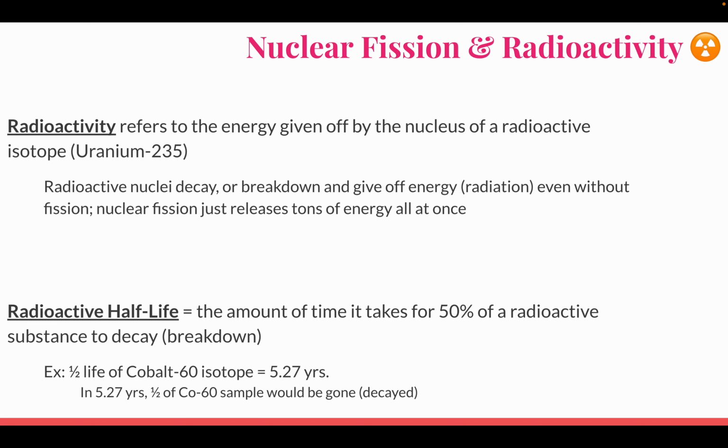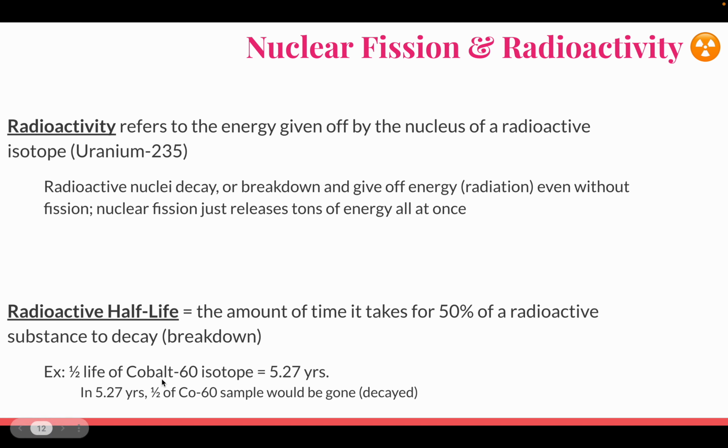So radioactive elements will break down eventually on their own because they are so unstable, but nuclear fission just makes that process happen faster. We can look at how long something's going to be radioactive for by looking at its half-life. So we're going to have a little bit of math here, not a ton though, nothing you need to worry about. But a half-life is just what it sounds like. It's how long it takes for 50% of your radioactive stuff to break down.